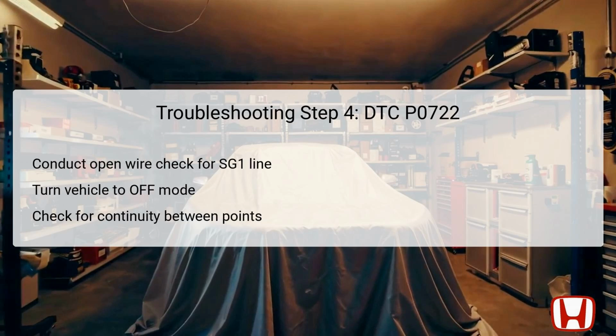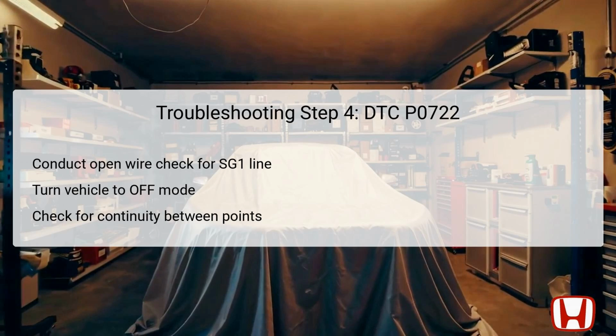Step 4 focuses on checking for continuity within the SG1 line. Begin by turning the vehicle to the off-lock mode to safely perform this connection test. With the output shaft speed sensor 3P connector still disconnected, you will need to check for continuity between test points 1 and 2. In this case, test point 1 is located at the sensor's number 1 pin, while test point 2 is again at body ground.